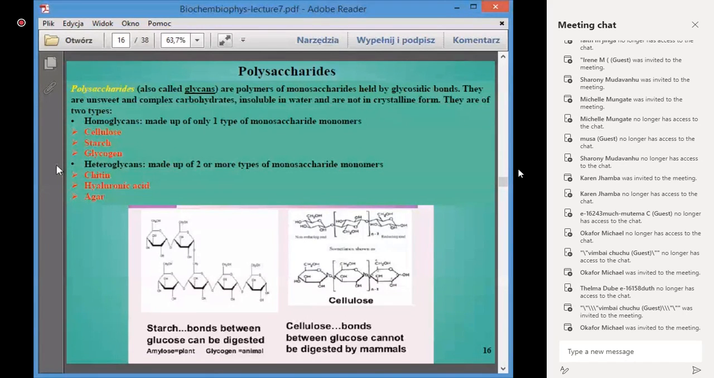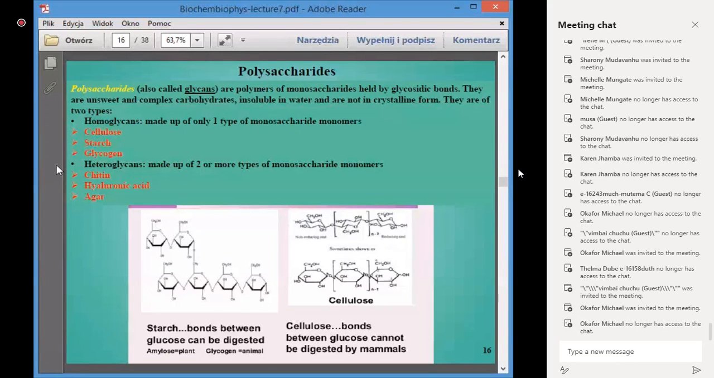polysaccharides have different properties. For example, as you maybe remember, I was talking about this last week. In case of starch, the bonds between the glucose molecules can be digested by our organism, human organism. But in case of cellulose, the bonds between glucose monomers are too strong to be digested by mammals, and that is why we are not able to digest cellulose.